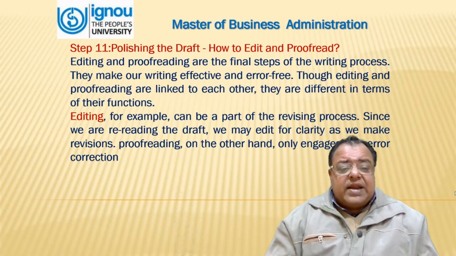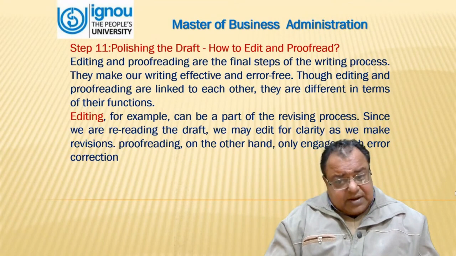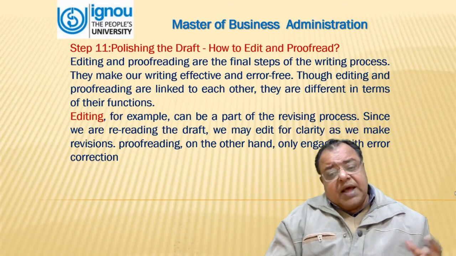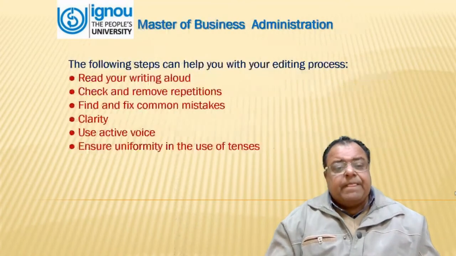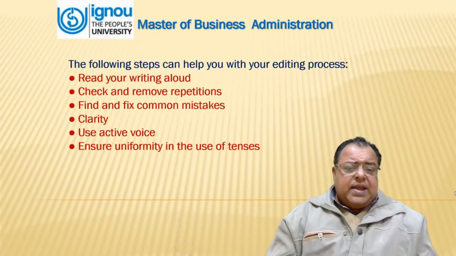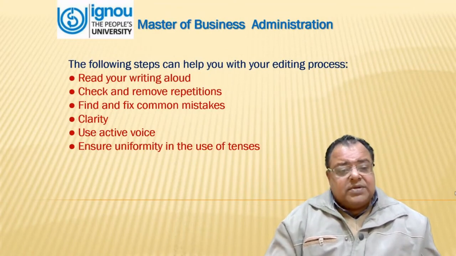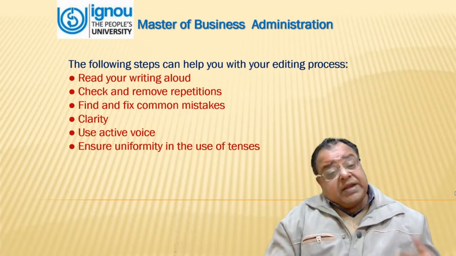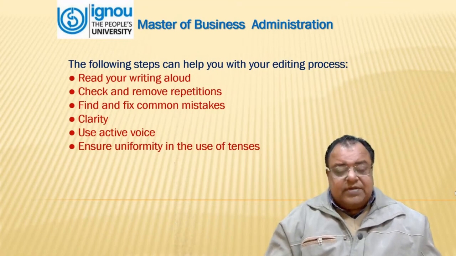While we are rereading the draft, we may edit for clarity as we make revisions. Proofreading, on the other hand, only involves error correction. The following steps can help you with your editing process. Read your writing aloud. Check and remove repetitions. Find and fix common mistakes. Clarity: use active voice and ensure uniformity in the use of tenses.